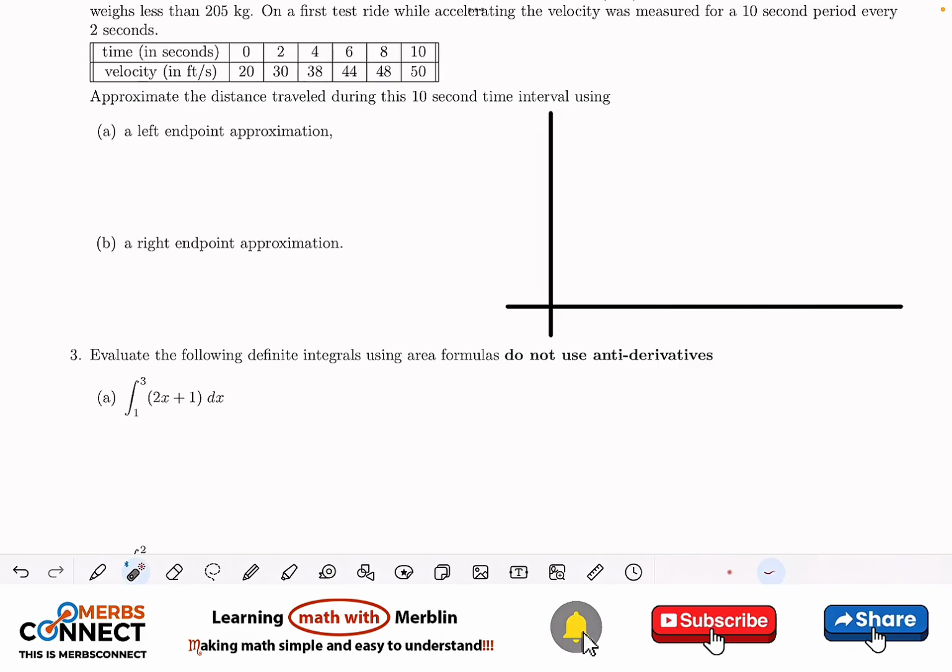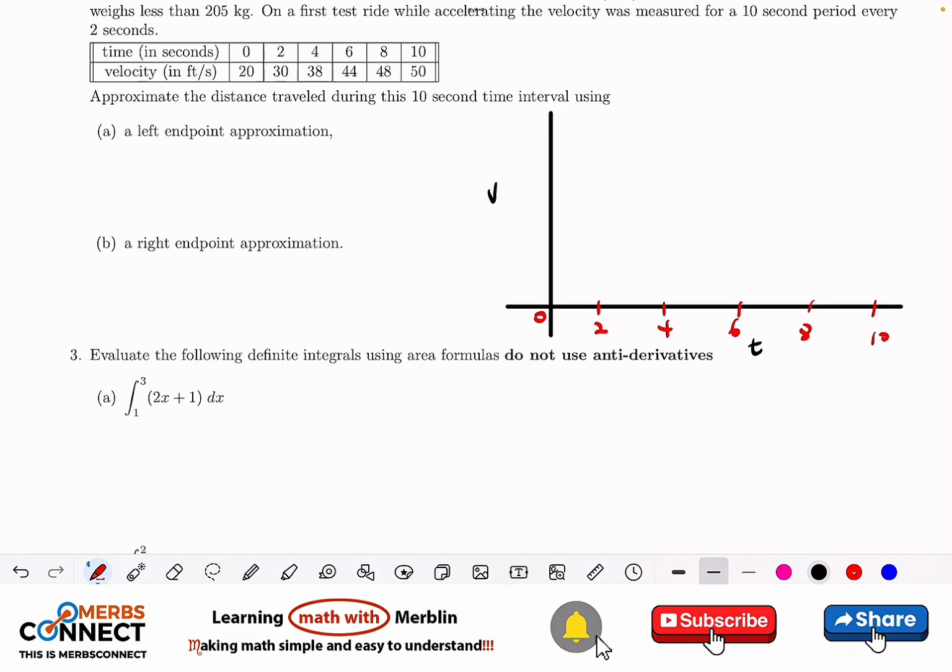So we have this one also here. We have time and we have the velocity, right? So let me put the velocity here, and let me put the time here. So the time we have at 0, at 2, at 4, at 6, at 8, and at 10. Right. So let me just put the sketch on it.